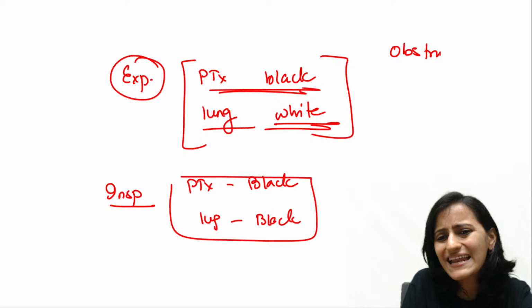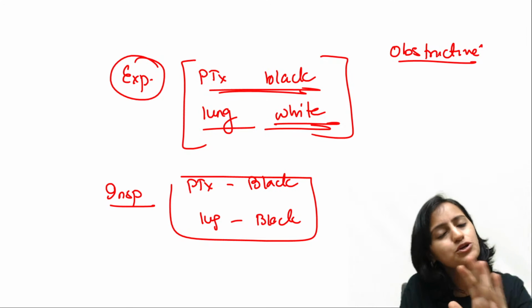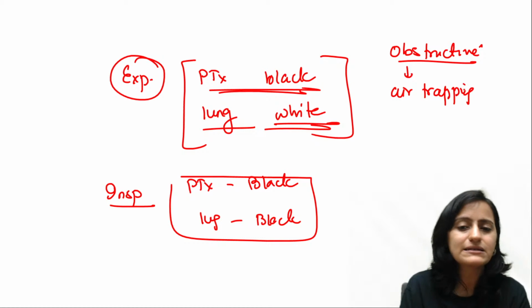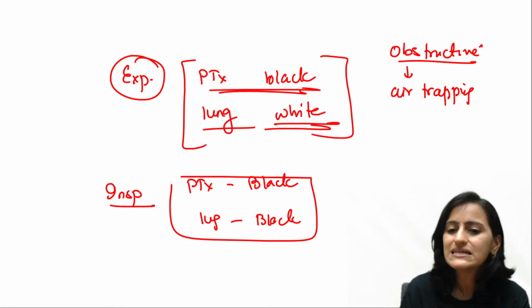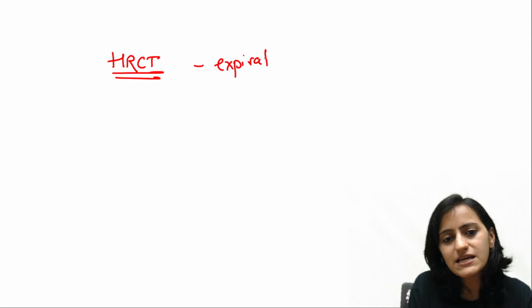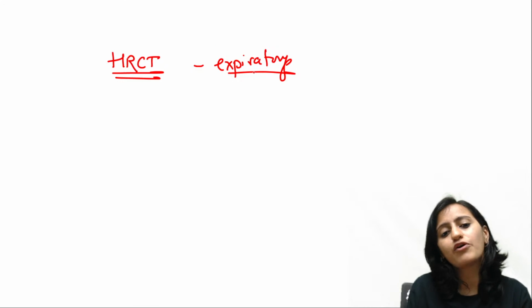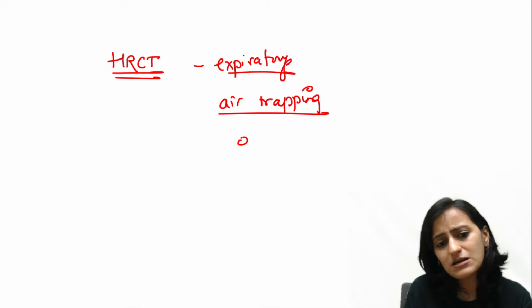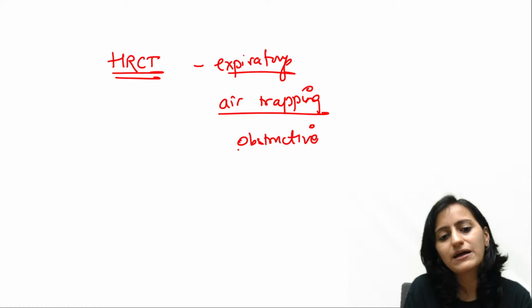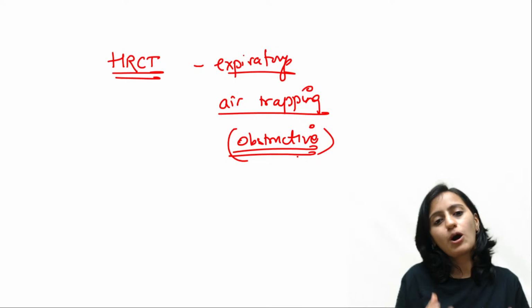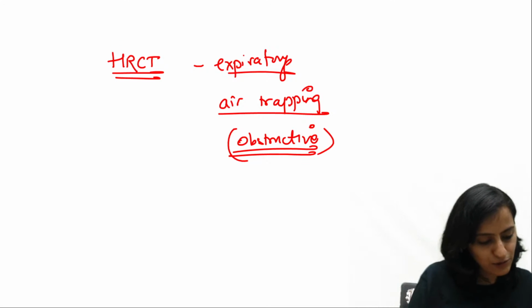Similar to foreign body, any obstructive pathology, basically, you will do expiratory view to look for air trapping. What is air trapping? In expiratory view, the lung is not becoming white. That tells you there is air trapping. The same concept we apply in HRCT as well. In HRCT, we take the expiratory scan to look for air trapping, basically for obstructive pathologies. So if we see air trapping, we know that there is an obstructive pathology component to it.